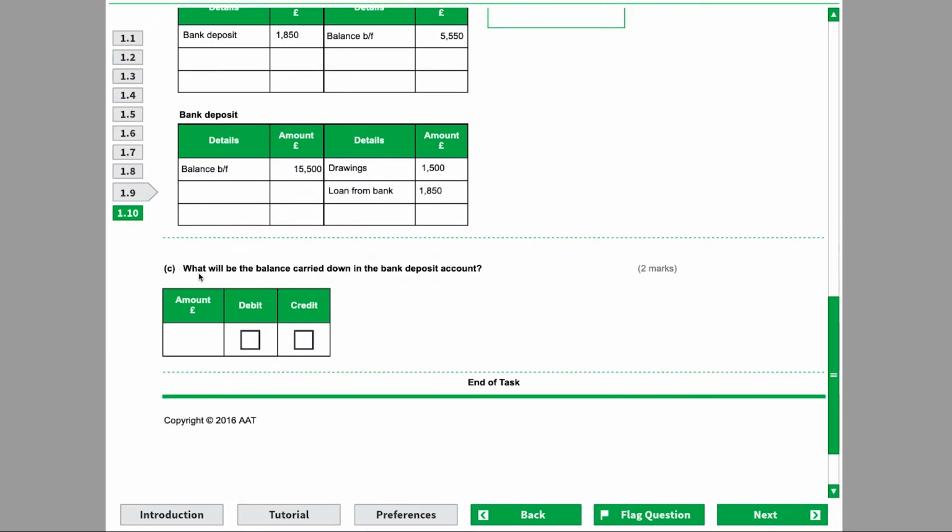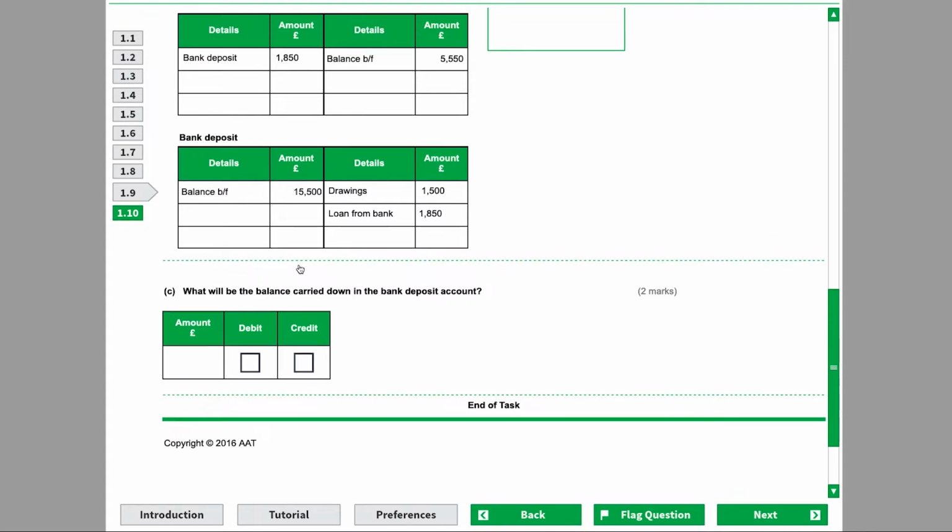So the last part is part C. What will be the balance carried down in the bank deposit account? We know how to balance accounts by now, or should do. It's basically the difference between the two sides. So add up the debits, which in this case we only have one, 15,100, and take off the total credits. That would leave us with a balance of 12,150.